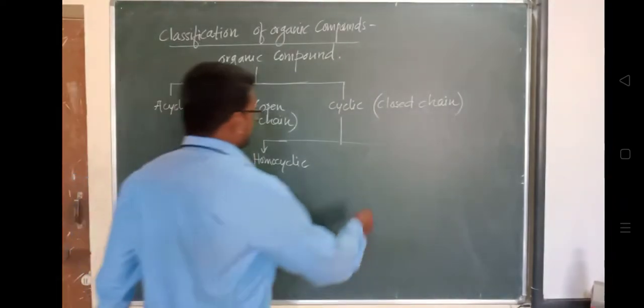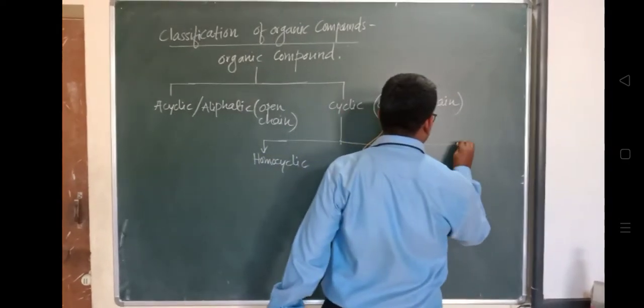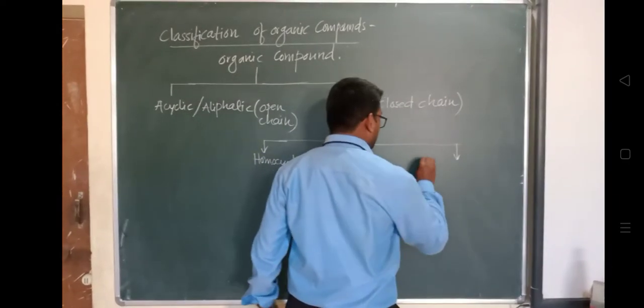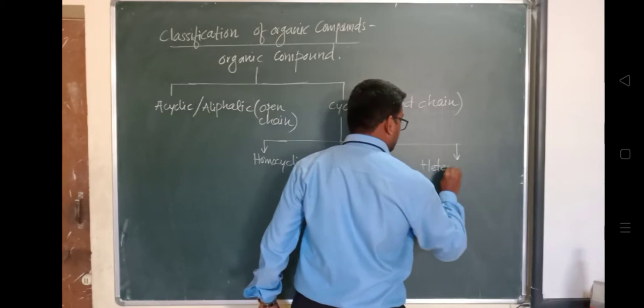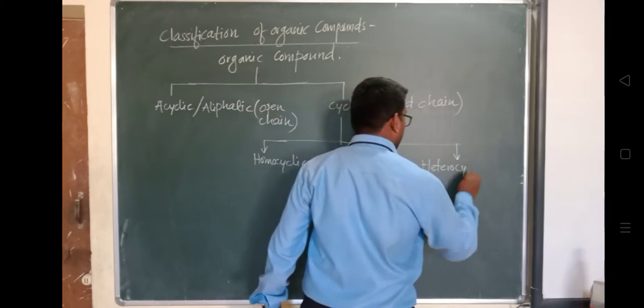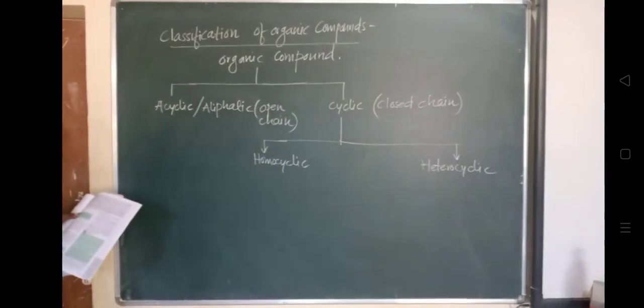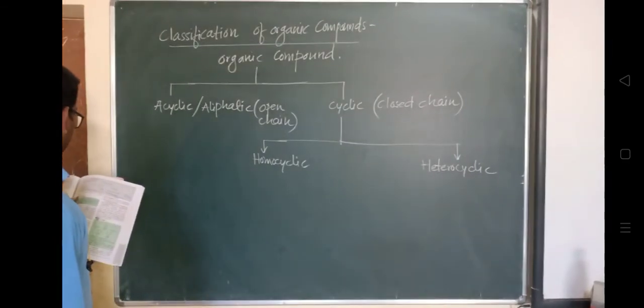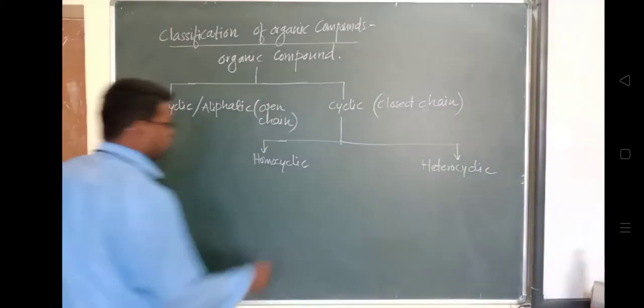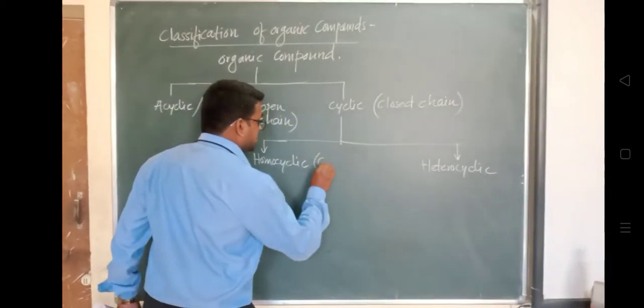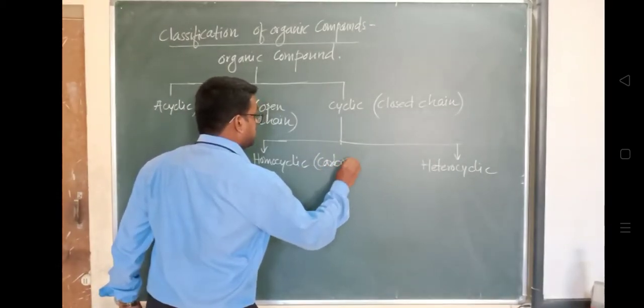So we know the meaning of homo and hetero. Homo means same and hetero means different. We'll discuss heterocyclic. So homocyclic and heterocyclic. Homocyclic mainly are carbocyclic. Why is it called carbocyclic? That also we will discuss.